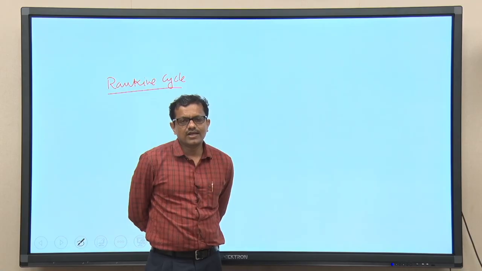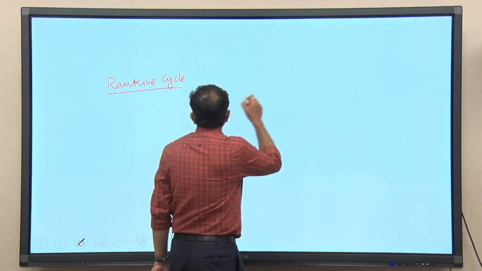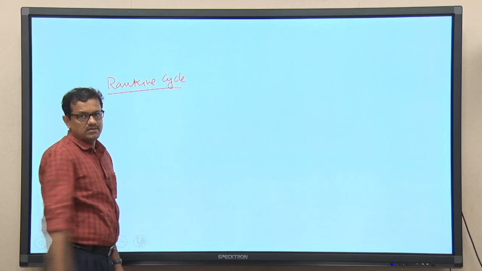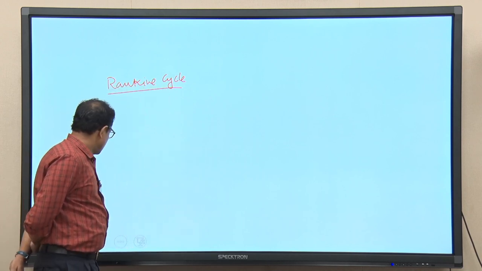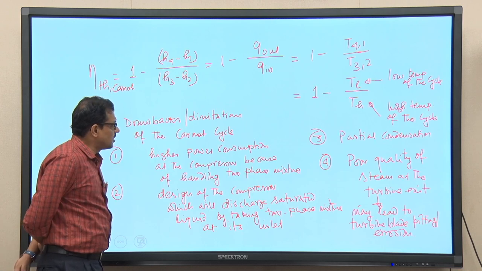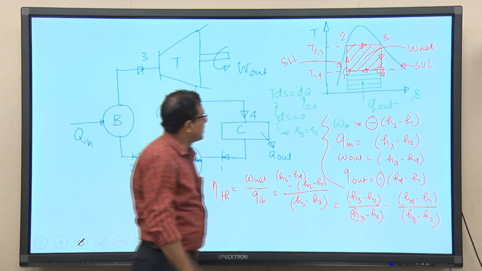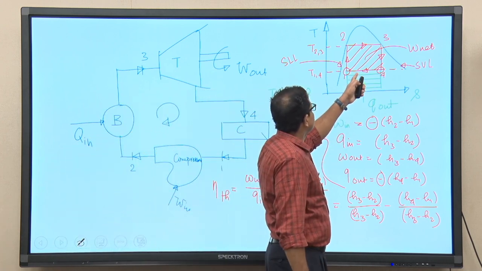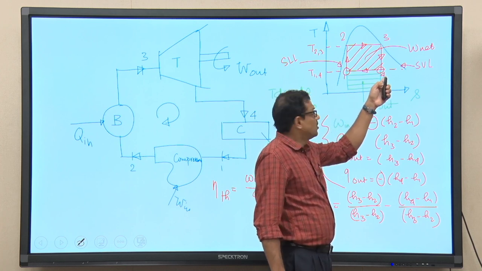So, this cycle was initially conceptually developed by a Scottish mechanical engineer, William John McQuorn Rankine. To honor the name of this Scottish engineer, this cycle is known as the Rankine cycle. Now, if we look at the TS diagram of this cycle, we can see that the quality of steam at point 4 is very poor.